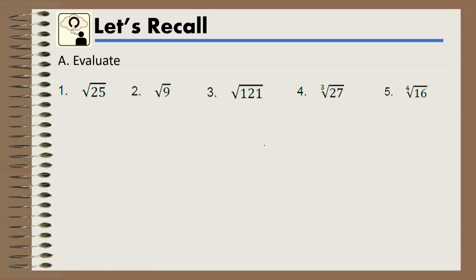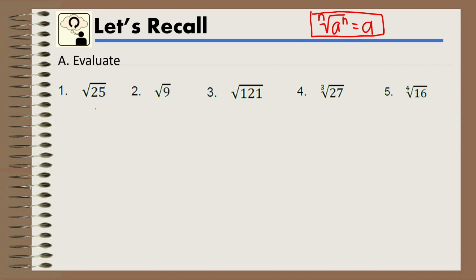Let's try to evaluate the following. In our previous lesson, we evaluated radicals. Now let's try to evaluate these using prime factorization. Remember that the nth root of a raised to n is equal to a. So we're going to apply this in simplifying these radicals.